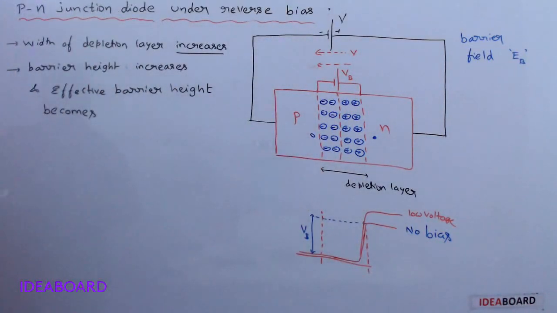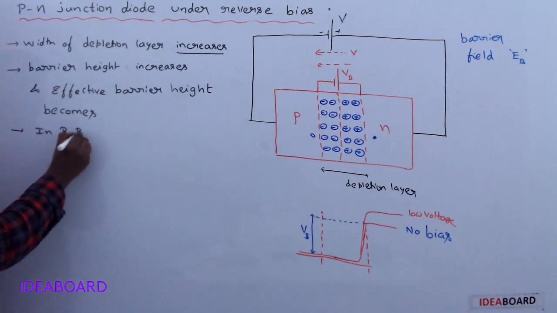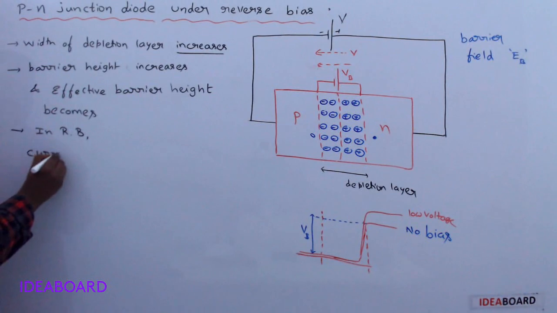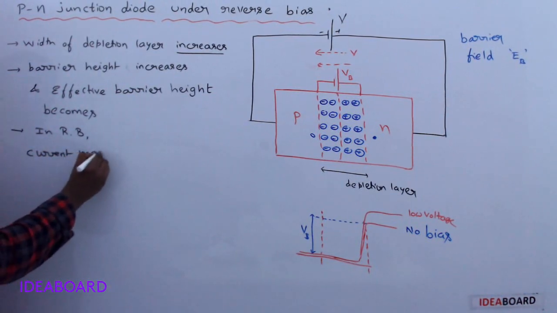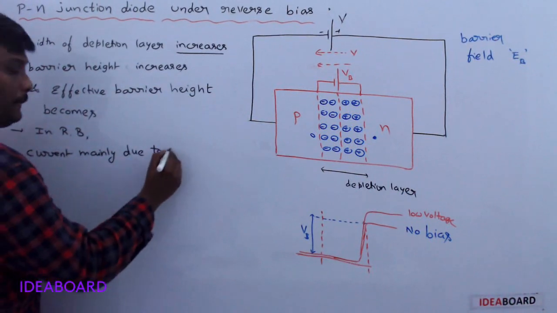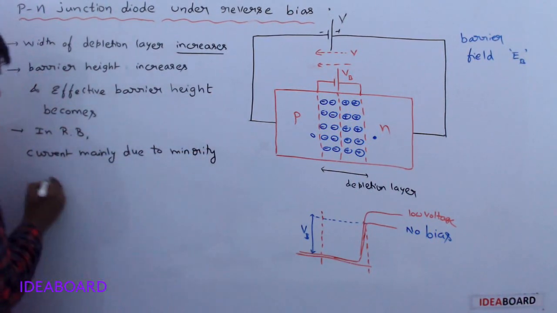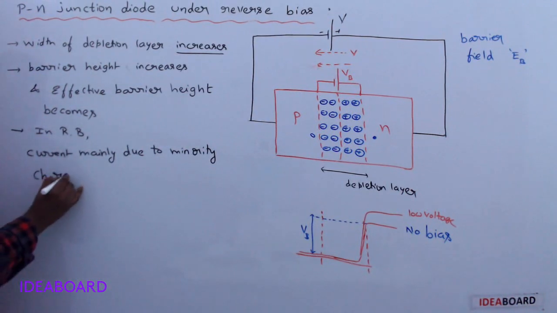So, in reverse bias, current is mainly due to minority charge carriers.